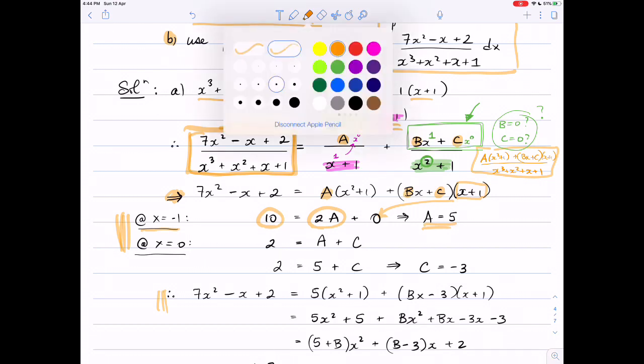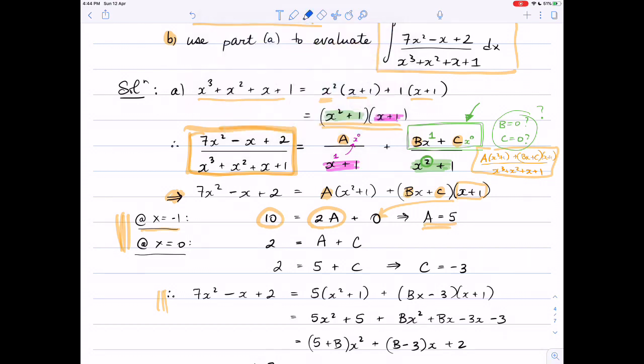I will also choose to plug in x equal to 0. X equal to 0 is going to block out the b, right? And so when I plug in x equals 0 everywhere, I get 2 is equal to a plus c, but I already have the value of a, so I'll plug that in, and then I can solve and see that c will be minus 3.